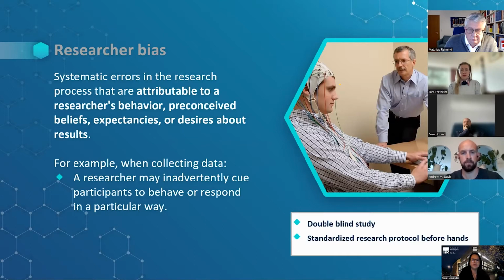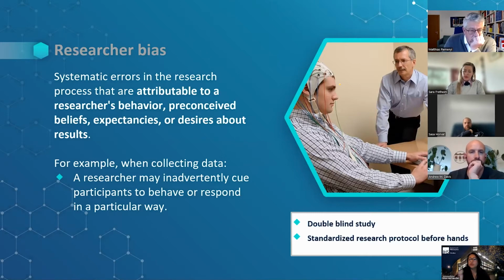Okay? So let's talk about researcher bias. Well, researcher bias are systematic errors in the research process that are attributable to the researcher's behavior, preconceived beliefs, expectancies, or desires about the results, right? Like you are seeing in the picture, he's trying to get a specific response, looking at it a certain way, and this way you can bias the research.